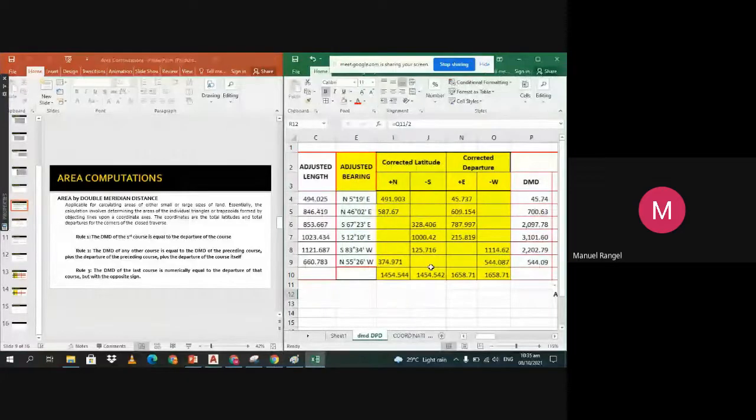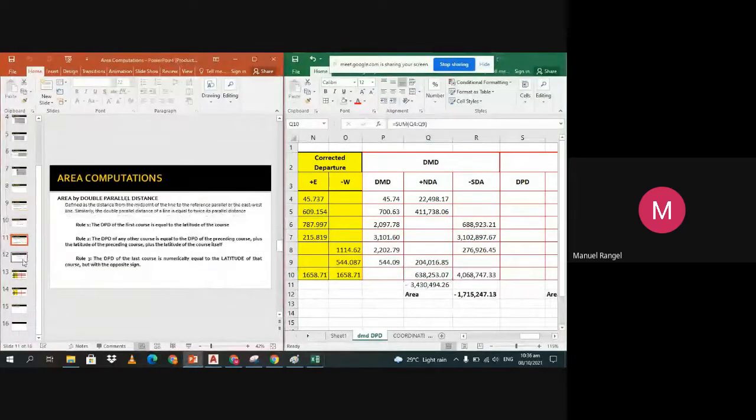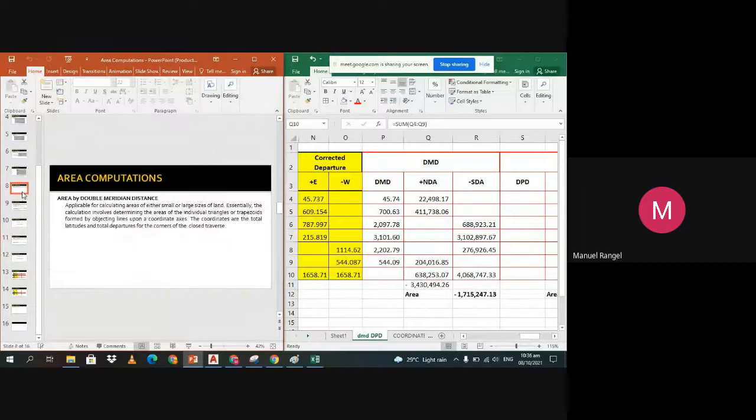So the area of the tract of land is 1,715,247.13. So just disregard the sign whether it is negative or positive. Just take its value. Okay? Always disregard the negative sign. So it is okay if the summation of the NDA and the SDA have different answers. They are only different values, they are not the same. Let's check the formula.